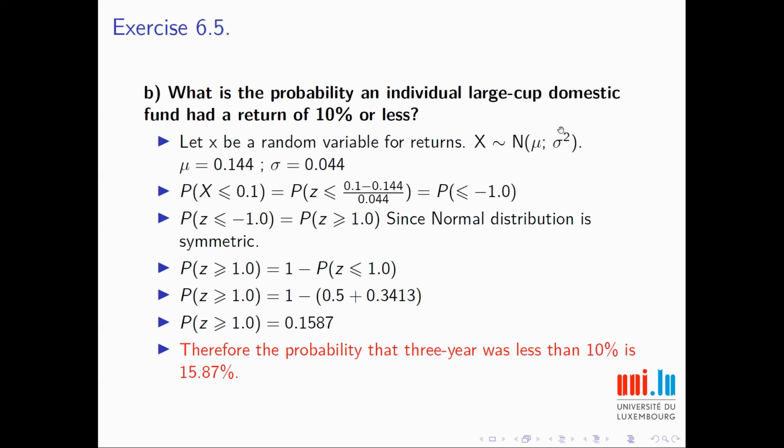So let me switch to the full screen regime. And here you are asked to find the probability that your random variable is 10% or less. Again, this is the math representation of this question. Again, first we do the standardization.